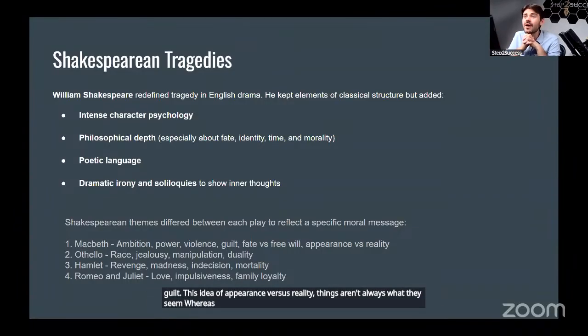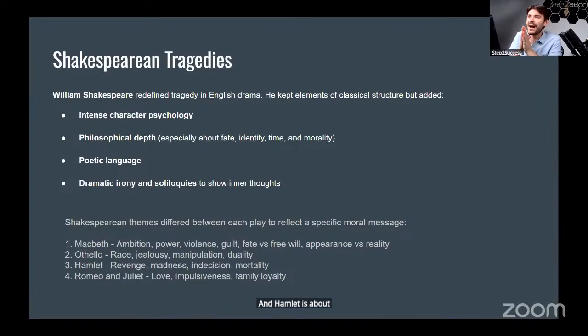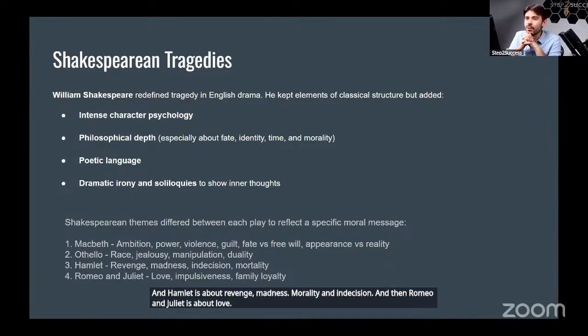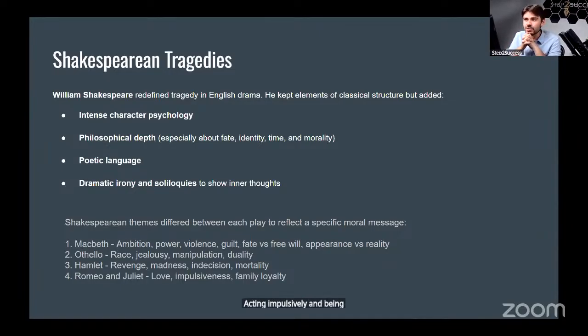Whereas something like Othello is more about race, about jealousy, about manipulation. And Hamlet is about revenge, madness, morality and indecision. And then Romeo and Juliet is about love, acting impulsively and being loyal to one's family.